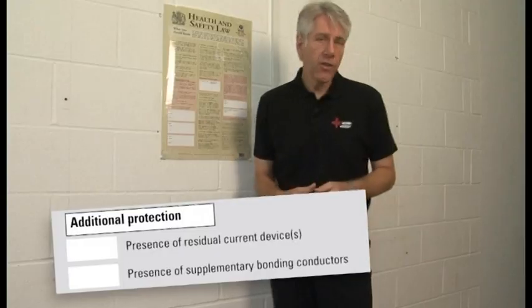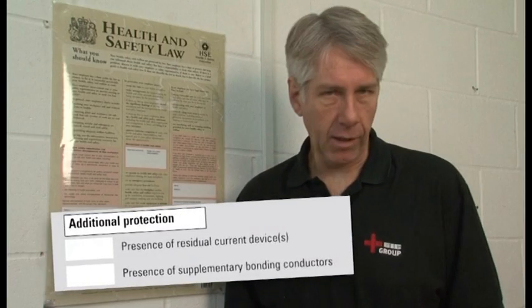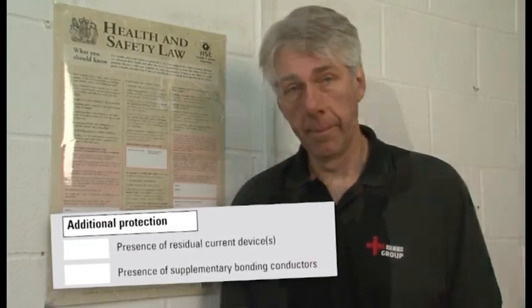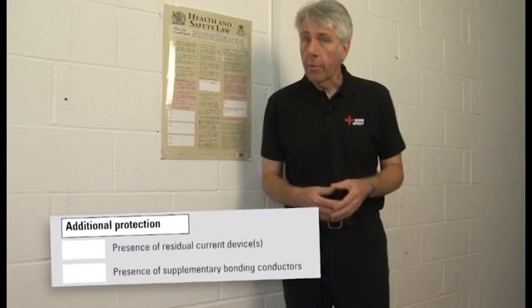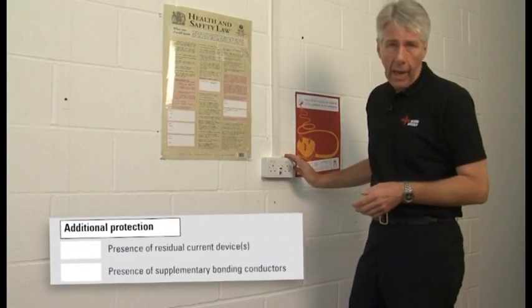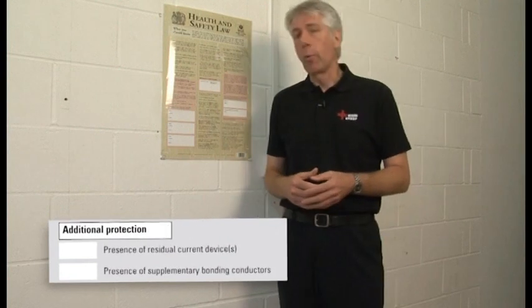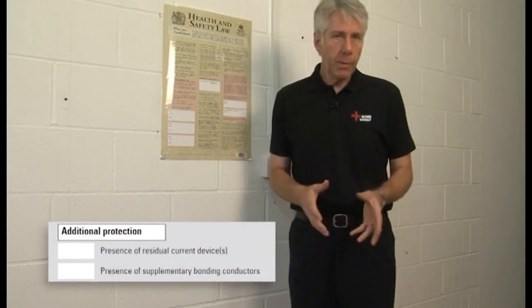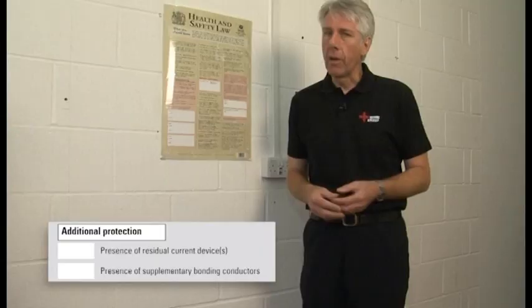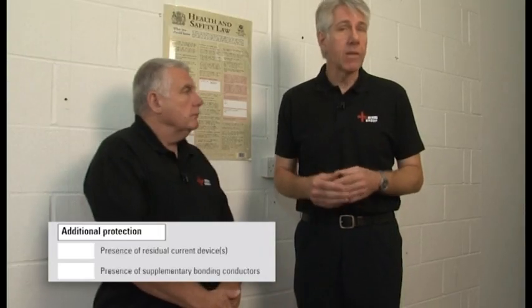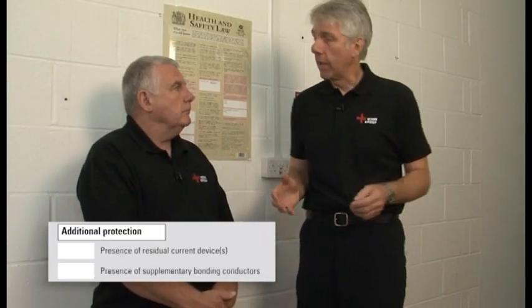We now have our final subheading under protective measures against electric shock, additional protection. As mentioned earlier, this refers to the presence of residual current devices and, where required, supplementary equipotential bonding. Now, additional protection by an RCD having a rated operating current not exceeding 30 milliamps is a requirement seen many times throughout the regulations. But what does it mean, Tony?